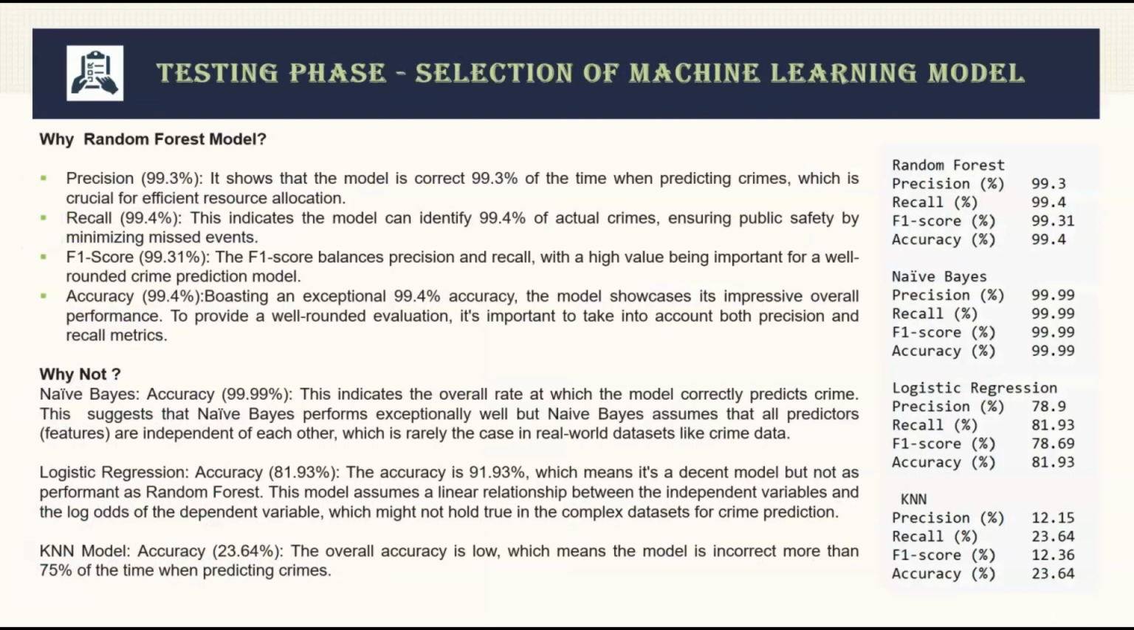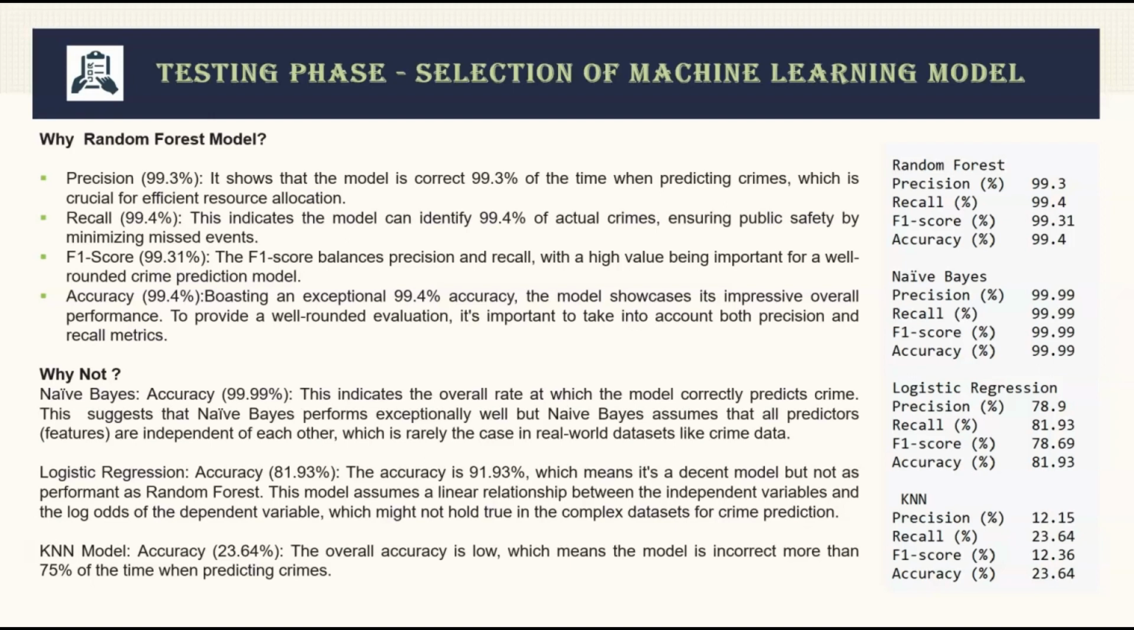Next, we will decide the model that we will use for our objective. We have selected the random forest model because it excels with 99.3% precision, ensuring efficient resource allocation for proactive crime measures. Its 99.4% recall minimizes oversight, capturing a high percentage of actual crimes. The F1 score at 99.31% signifies a balanced strength in precision and recall, showcasing practical robustness. Overall accuracy stands impressively at 99.4%.